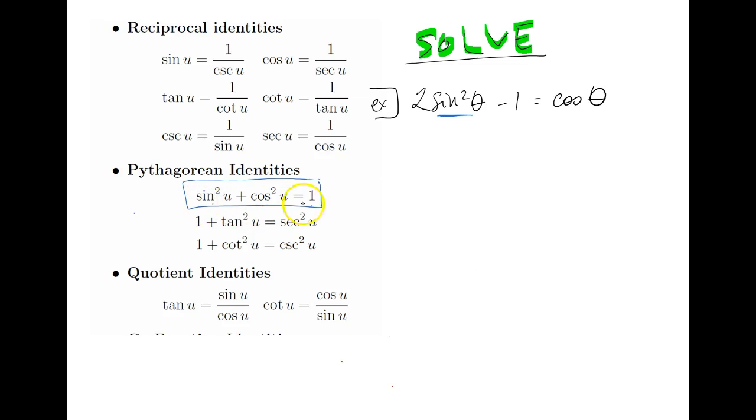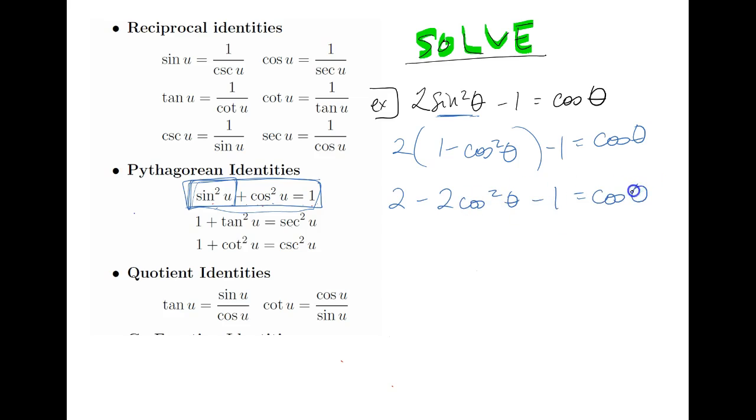So what if I took this definition and got the sine squared by itself? What would it equal? Well, I would have to subtract cosine squared here, and I'd have to subtract cosine squared here. So instead of sine squared, it would look like 1 minus cosine squared. This is me just isolating the sine squared in this equation, then plugging that in right here. Okay, now I'm going to copy the rest of the equation. Now we need to distribute, so this will be 2 minus 2 cosine squared theta minus 1 equals the cosine of theta.